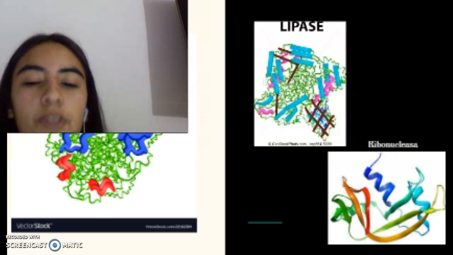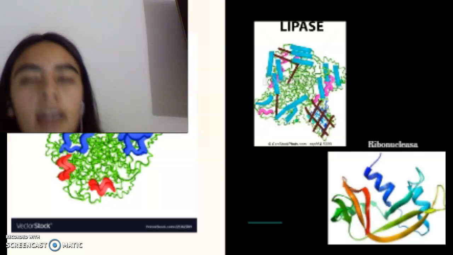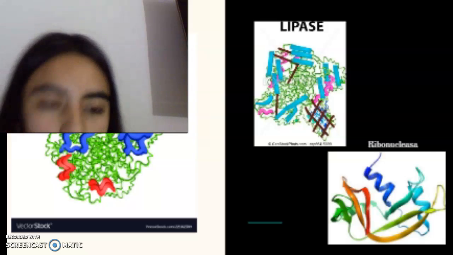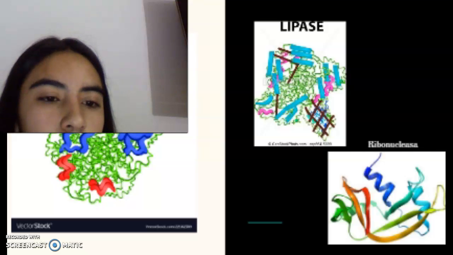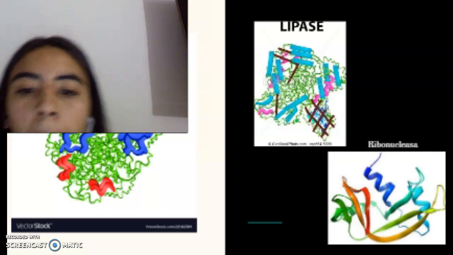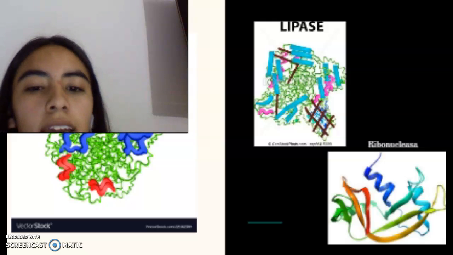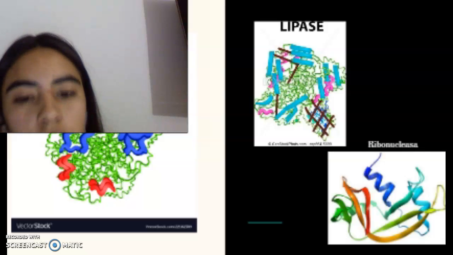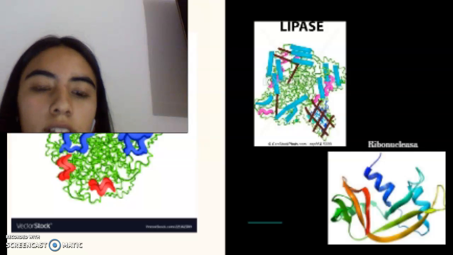Also, here we have trypsin, which helps to break down proteins. Also, we have pancreatic lipase, which is produced in the pancreas, and it helps to break apart fats. And as the last, we have ribonucleases, which are also produced in the pancreas and are in charge of breaking down nucleic acids into DNA or RNA.